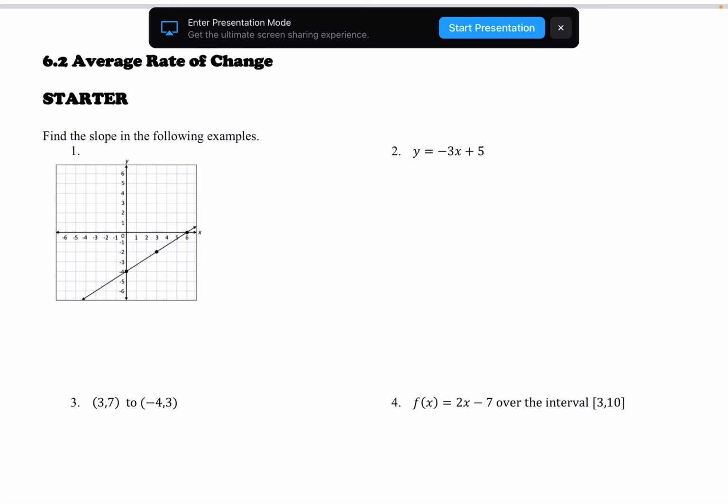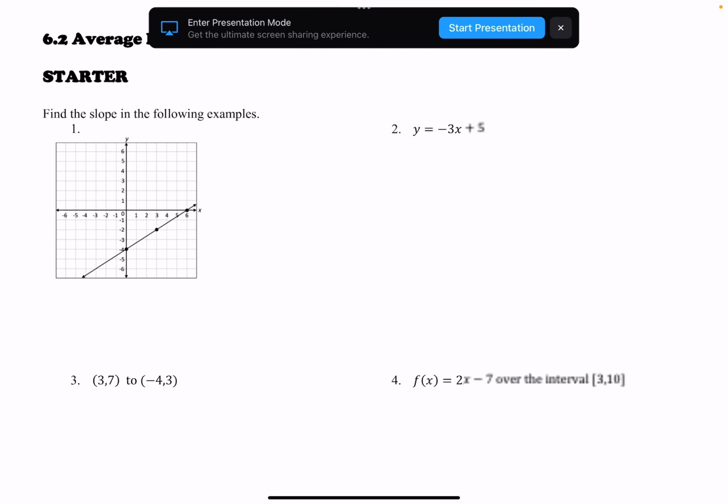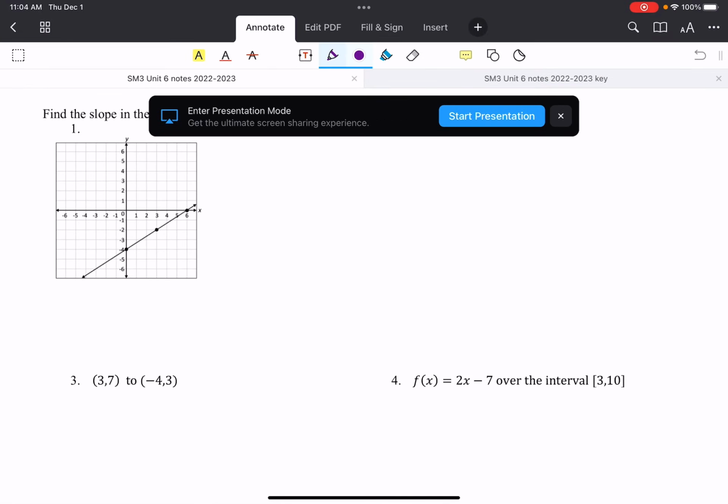How do you find the slope of a graph when it gives you the graph? What do you do? Rise over run. So it's up how many? So the rise is 2 and the run is? So your slope is?